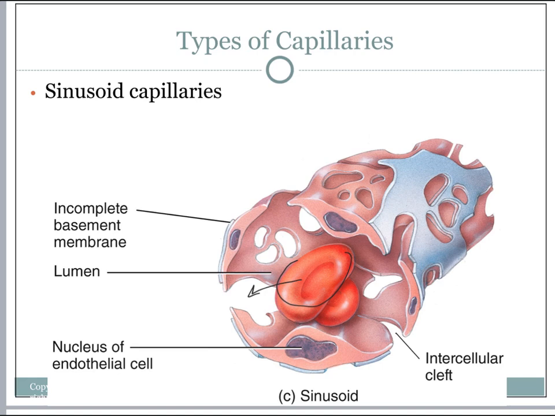And also removing microorganisms. If we go to our bone marrow, how are we introducing these red blood cells, white blood cells into circulation? We're letting them come through these sinusoidal capillaries.